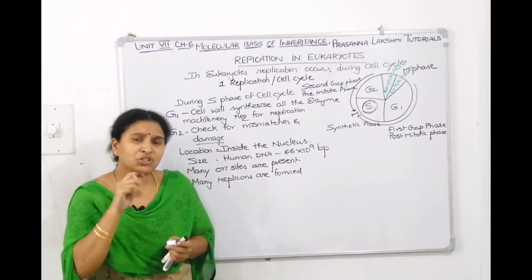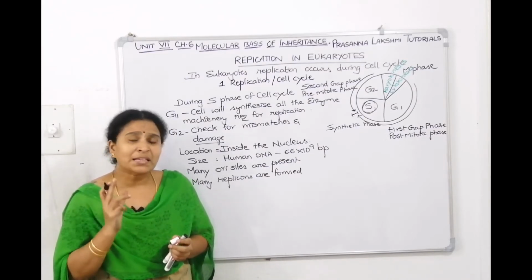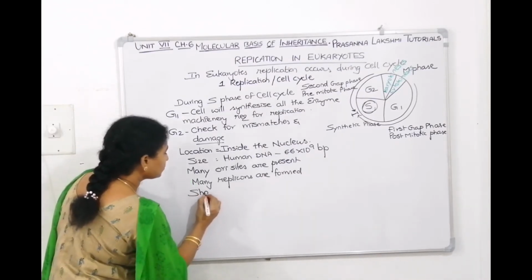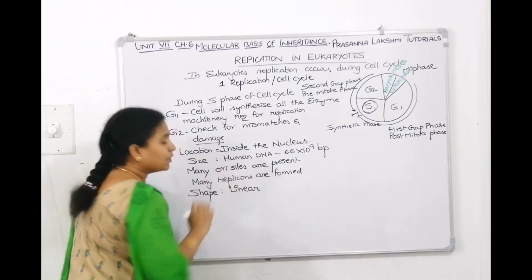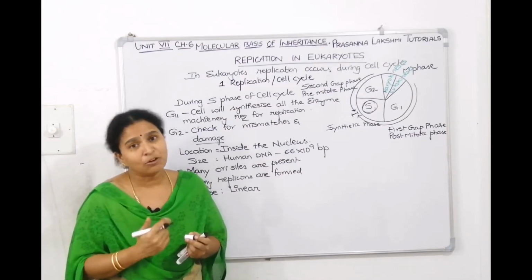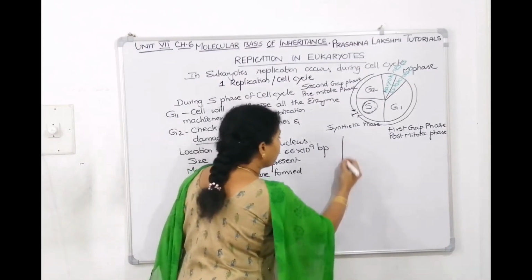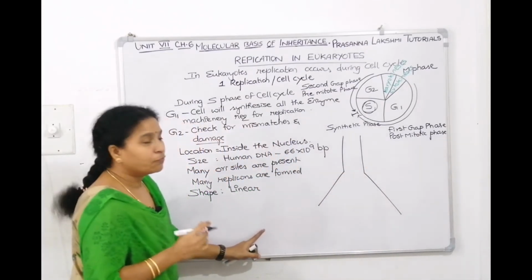And then what is the shape of the bacterial DNA? The shape of the bacterial DNA is circular. But whereas the eukaryotic DNA is linear. If the eukaryotic DNA is linear, when you open it, DNA helicase will come and open it. When it opens, then you will get a Y-shaped replication fork. In eukaryotes, a Y-shaped replication fork is formed.